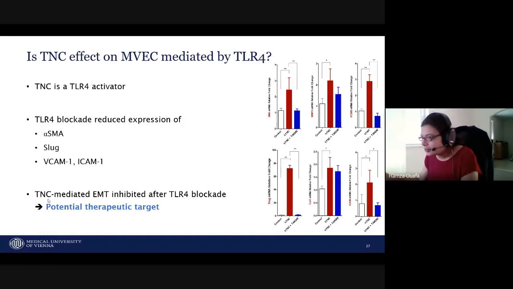Tenascin-C antagonism, it's still a big topic. It's not that easy to achieve, but TLR4 could be a little bit more achievable and more within our reach, because you already have some TLR4 inhibitors used for sepsis, and yeah, it could definitely be used in the future.